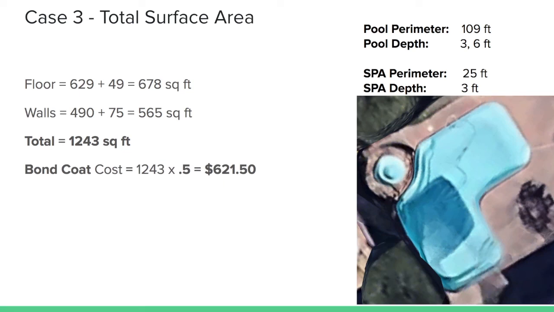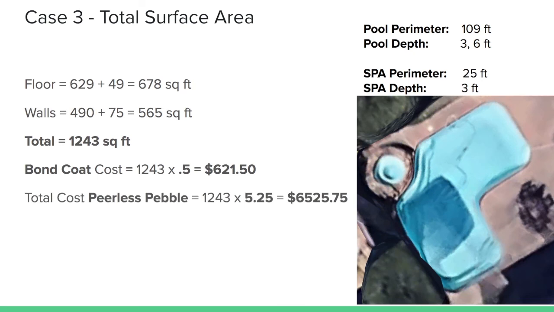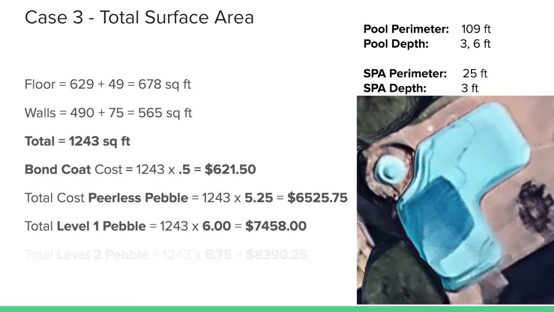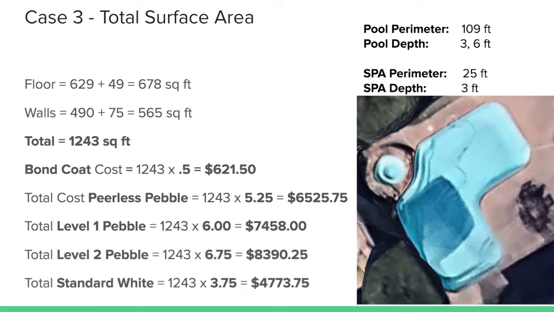Remodel, there is a bond coat cost of $625, which is 50 cents per square foot. All right, you will add that value to whatever cost of plaster is. For Peerless Pebble is $65.25, and you would add the 600 to it. Same thing for level 1, 74. Level 2 is 84, and standard white is about 47. All right, so that's case number 3.